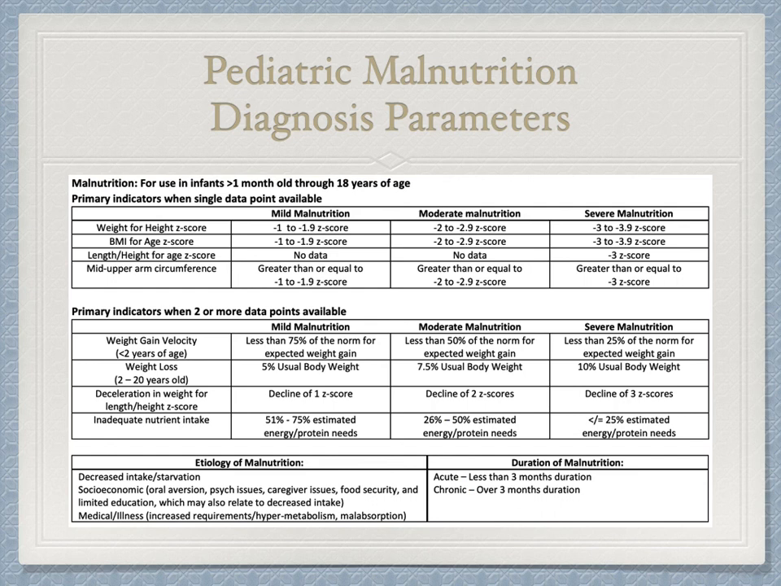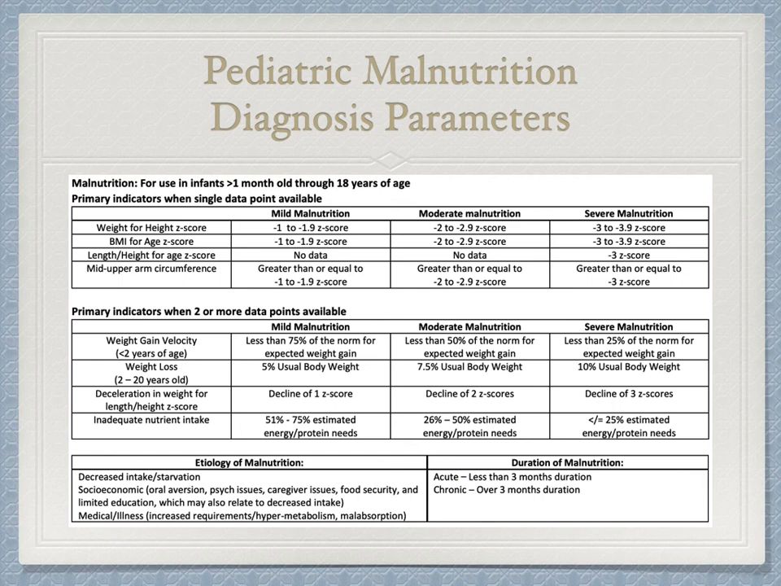If you have points on this chart where, say, one meets mild malnutrition and your second point meets severe malnutrition, then it's best to average in the middle and say moderate. If one is moderate and one is mild, then use your best judgment to determine where that child really is.